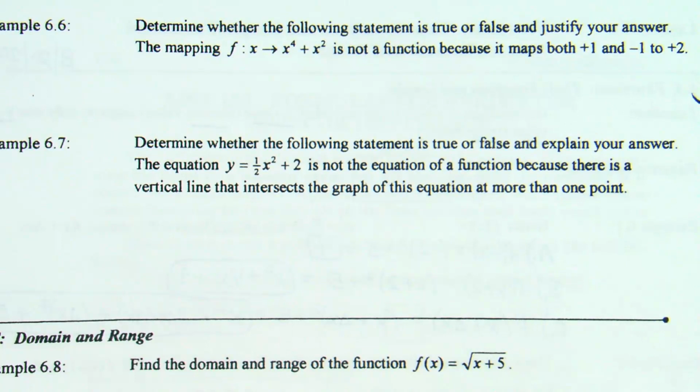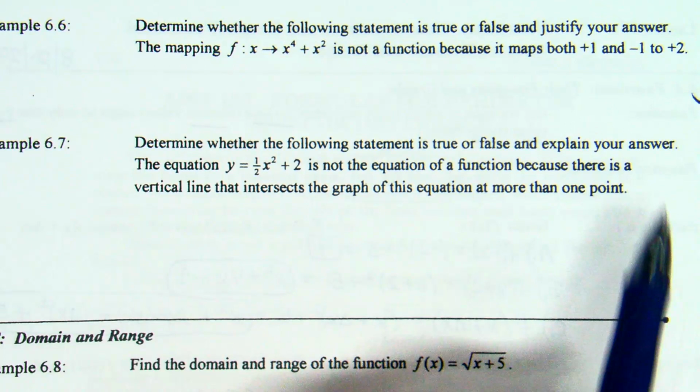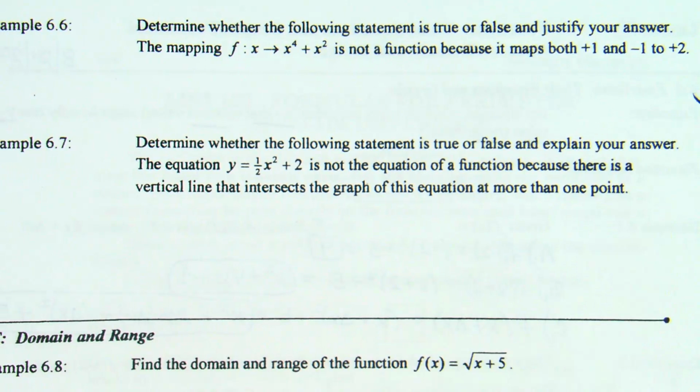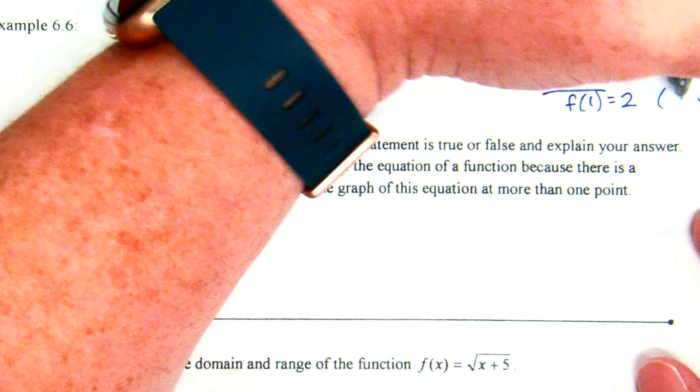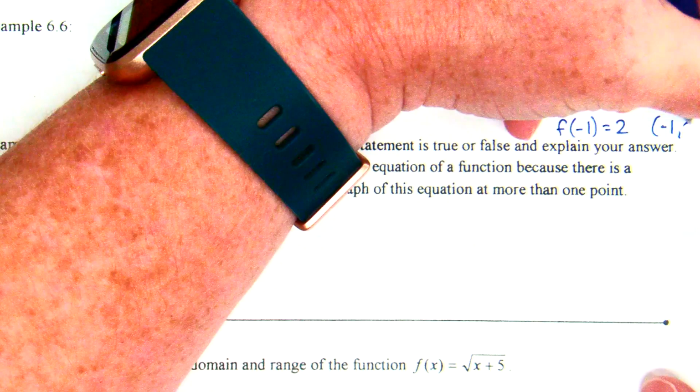What are they claiming here? If it says it maps both 1 and negative 1 to 2, what are they saying are ordered pairs here? Okay, so they are claiming that when you put in a 1, you get out a 2. So they're saying that f of 1 is equal to 2, or in other words, the ordered pair 1, 2. What else are they claiming? That when you put in negative 1, you also get 2. And so that is the ordered pair negative 1, 2.